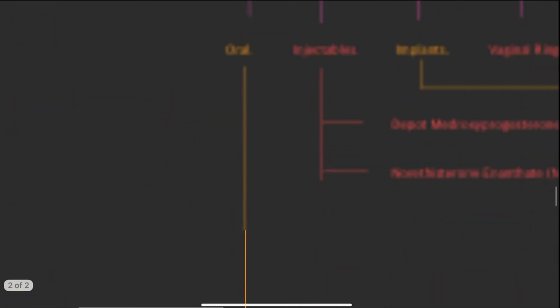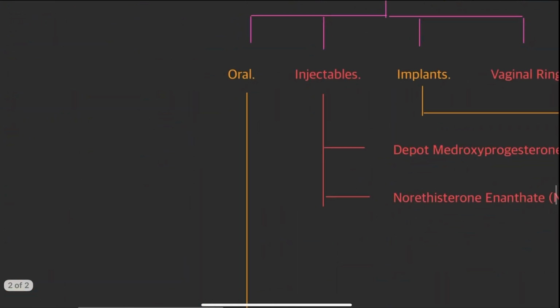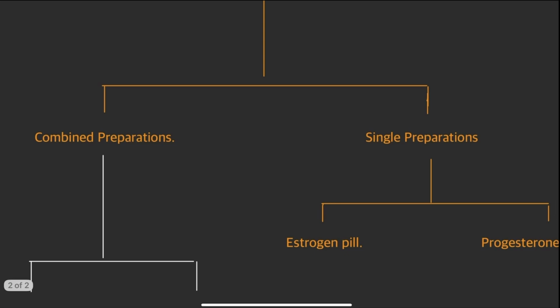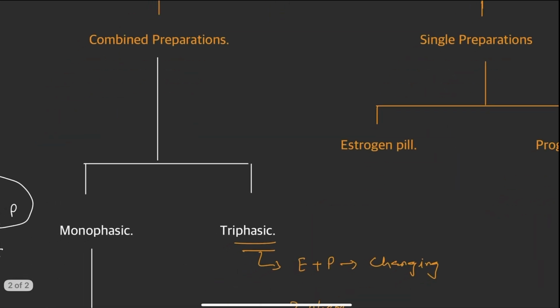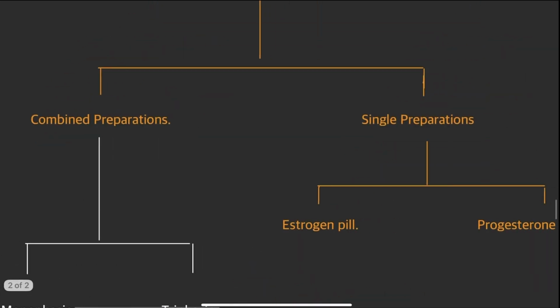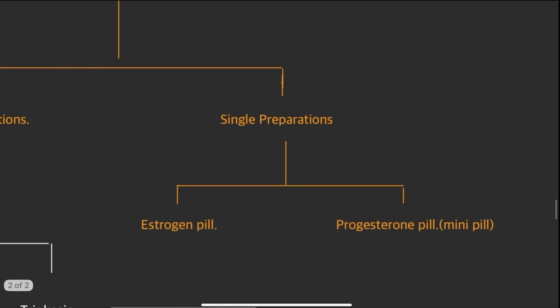No, I guess injectables are left. So we are done with oral, combined, single. Combined is again divided into monophasic and triphasic, and single is divided into estrogen pill or progesterone pill. Sorry, the progesterone pill is also known as the mini pill.